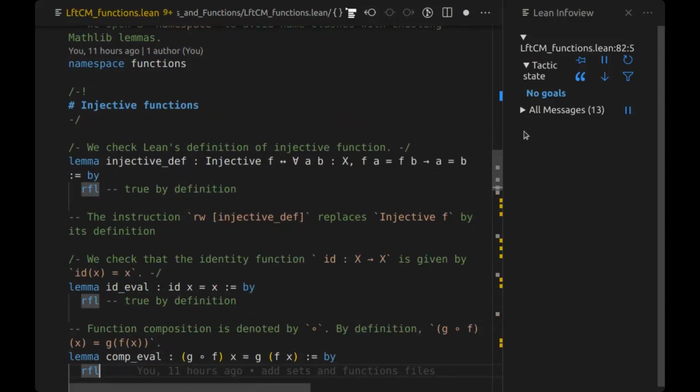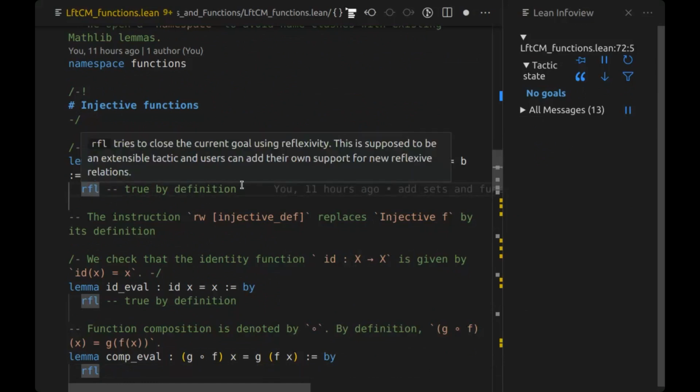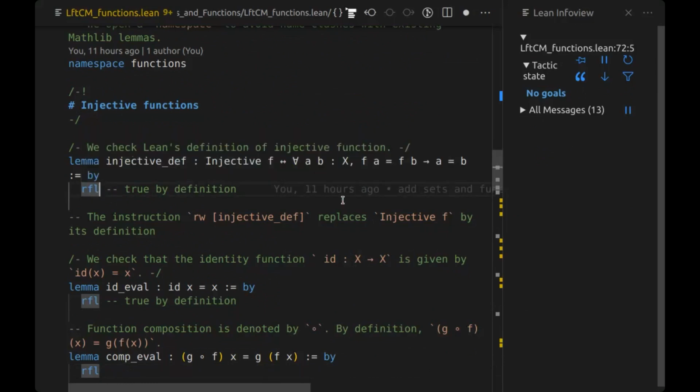So we see that the definition of injective is the usual one. So a function f is injective if given any two elements of x, if f of a is equal to f of b, then that means that a has to be equal to b, right? So the proof of this lemma that I'm writing here is just rfl, which means that this is just true by definition in Lean. And the reason that I'm writing this lemma where the proof is just rfl is because this allows me to rewrite with injective_def if I want to replace injective by the definition of being injective.